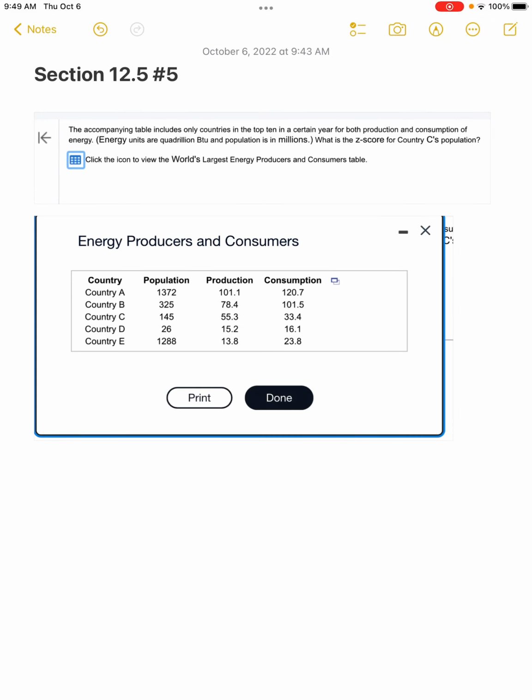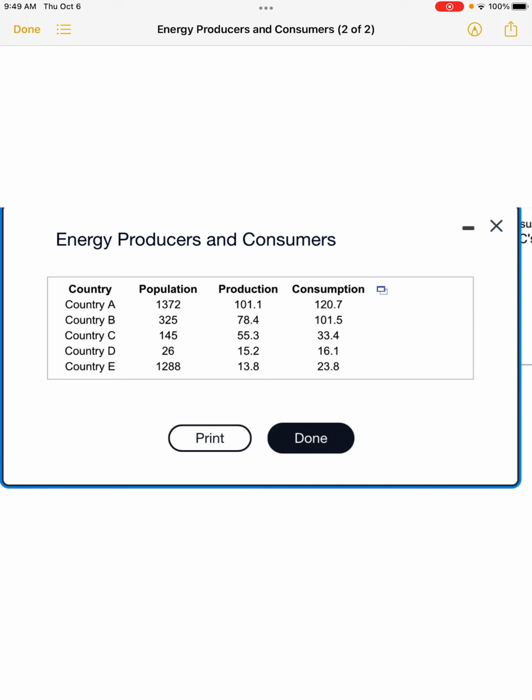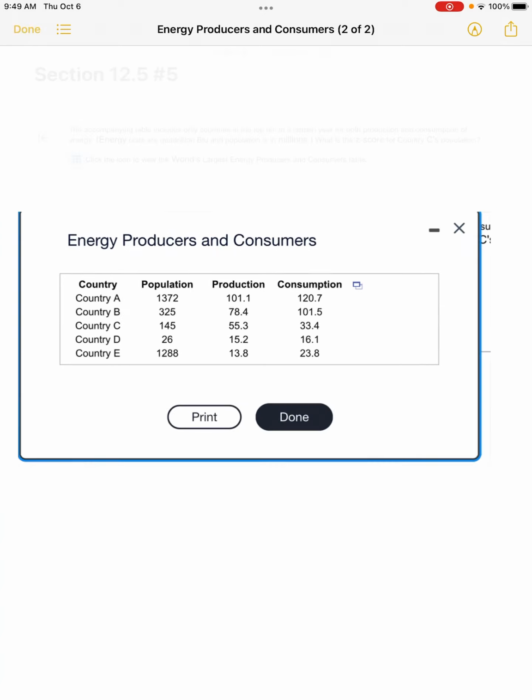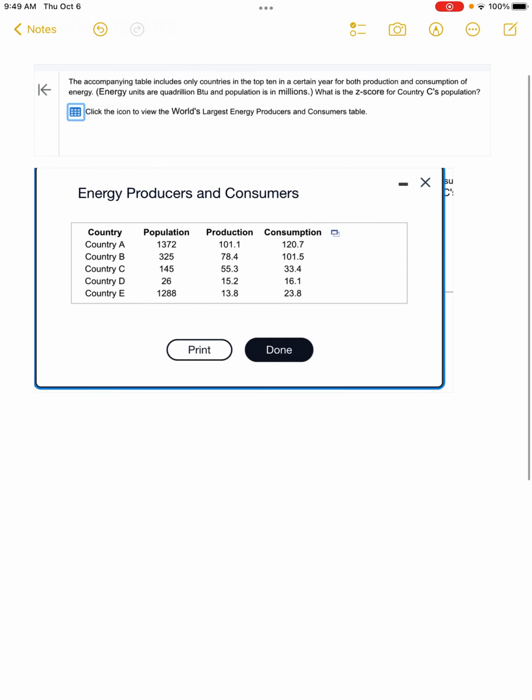So let me go back out. Notice that the data set includes population, which is in the first column, production, the second column, and consumption, the third column. It has all this data so that it can ask different students different questions with the same data. Our question was about population, so we are only going to be looking at the population as we go through here. It's like the other numbers don't exist. So remember what it wants.